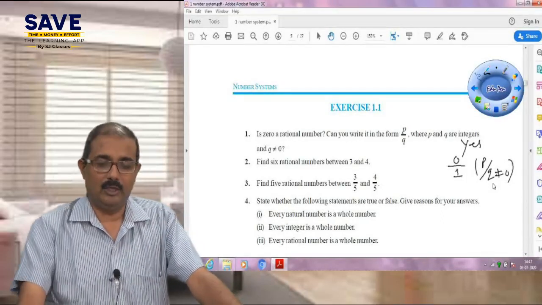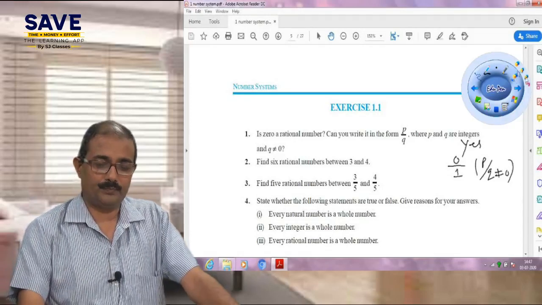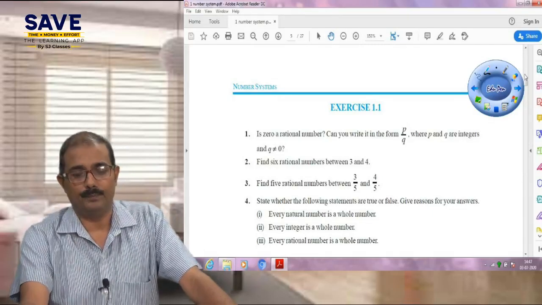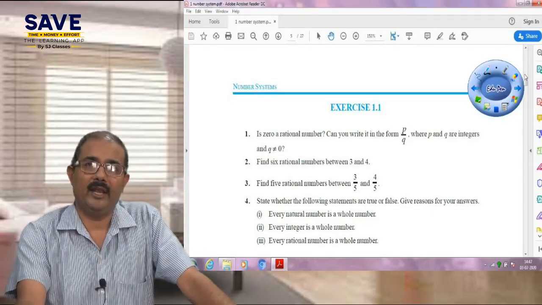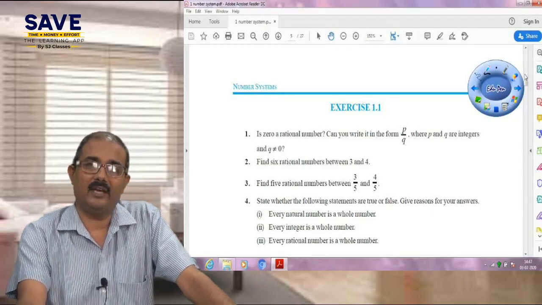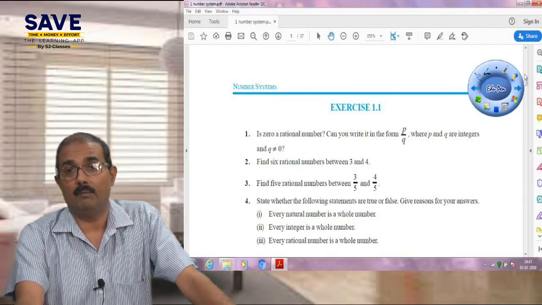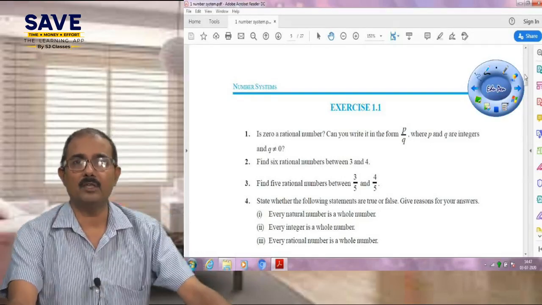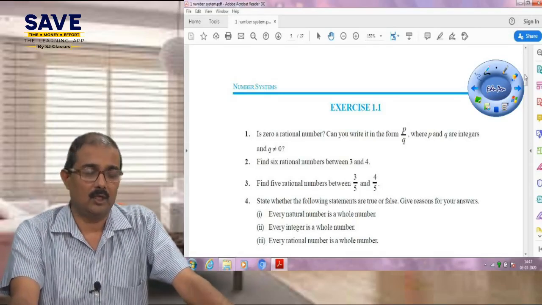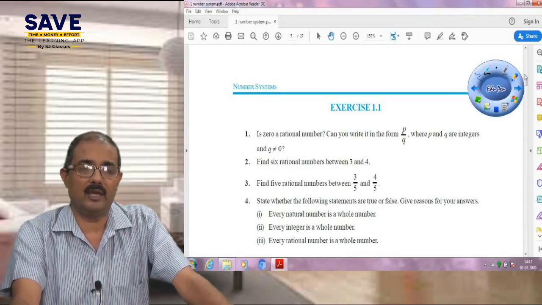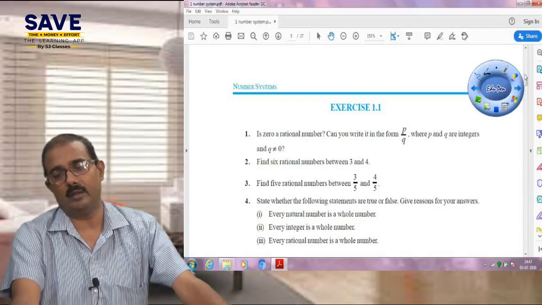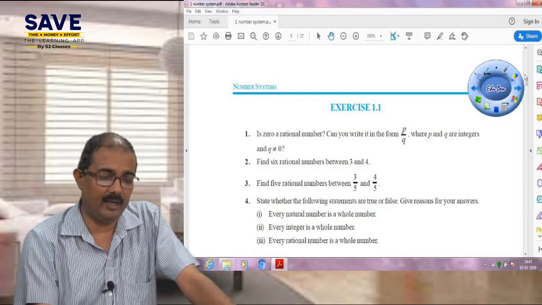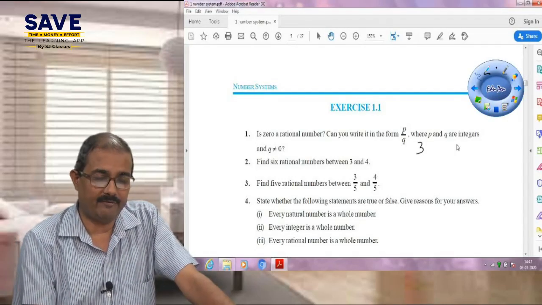Now in question number 2, you have to find 6 rational numbers between 3 and 4. How do you find rational numbers between two rational numbers? But before that, you must know that there are infinite rational numbers between two rational numbers. Infinite, because rational numbers are terminating as well as non-terminating repeating decimals. So you have to find 6 rational numbers between 3 and 4.